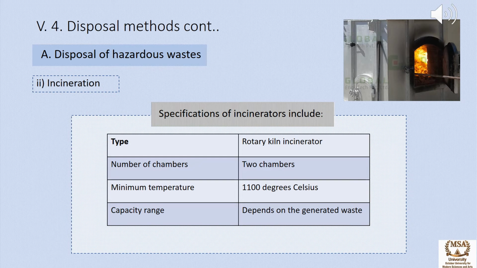The second method is incineration. Specifications of incinerators should include rotary kiln type incinerator with two chambers with minimum temperature 1100 degrees and capacity range depending on generated wastes. Incineration of pressurized containers should be avoided to prevent explosions that could damage the equipment.